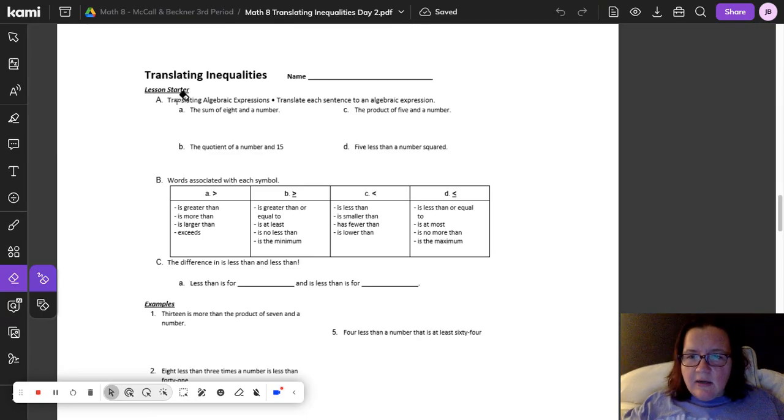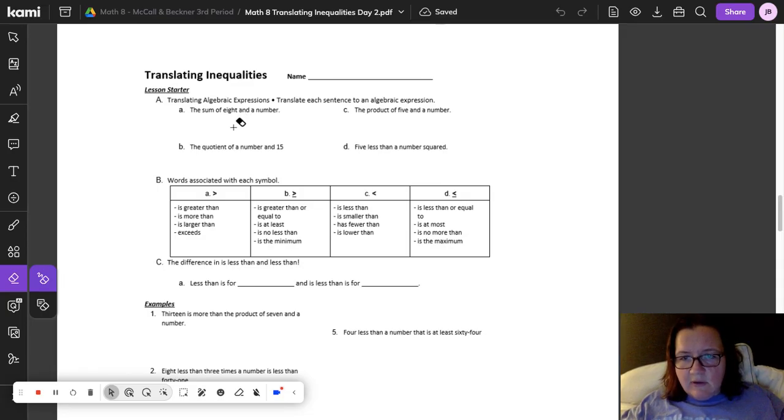All right, so let's look at the lesson starter, which says translating algebraic expressions: translate each sentence to an algebraic expression. So we've done this before and you were very successful with it in class. So I'm going to do a couple up here just to kind of get you started. So A says the sum of 8 and a number. So we know that a sum means that we're going to add. So we're going to put our plus sign here.